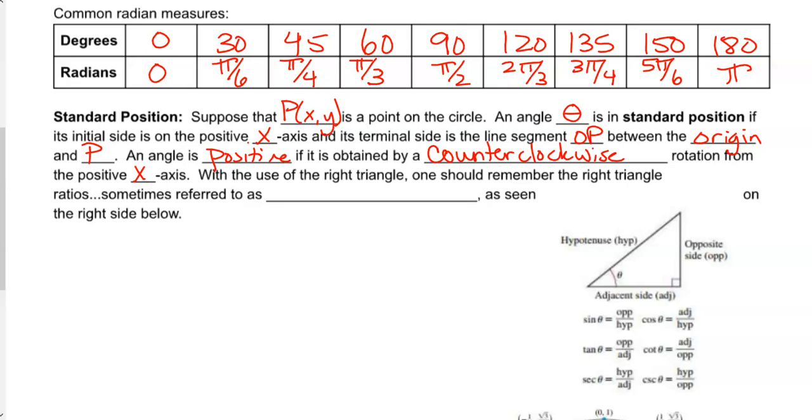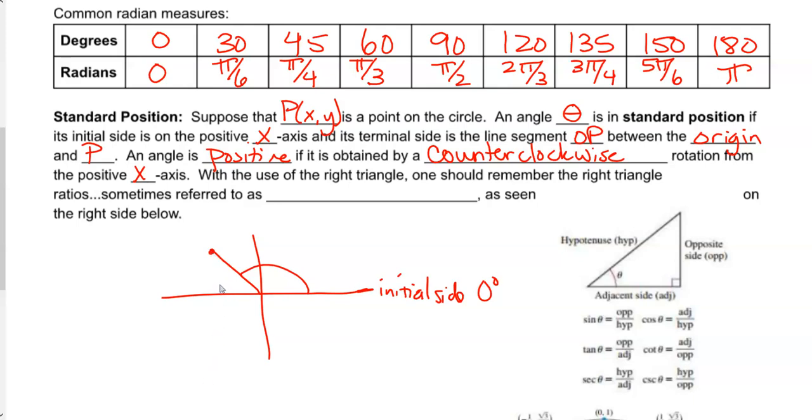Now, if I draw a picture of that, if I have this coordinate, here is your initial side. This is the initial side. This also corresponds to 0 degrees here, or 0 radians. So if I start there and I travel some angle measure over here into the second quadrant, it is going to lie on the circle.